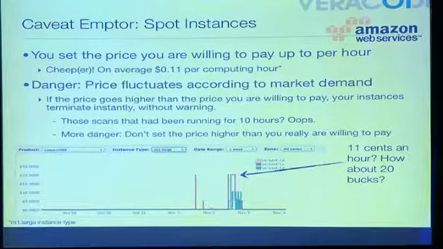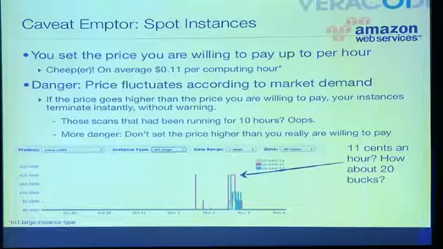Question? When the spot price jumps up, they terminate all instances across all customers at that price. If a single person asks for one machine and pays $99 an hour because they want to deny service to a competitor, and then I'll pay $100, everything shuts down. Right. So the question is, if one person asks for one instance and they're willing to pay $99, does it move the whole market? And the answer is no, it doesn't.